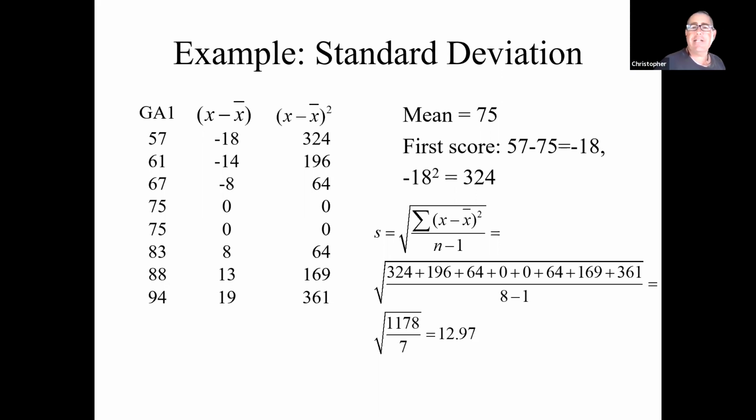So I take 1178 divided by the sample size minus 1. There's 8 scores. Minus 1 is 7. And then I end up taking the square root of what that comes out to. And that gives me 12.97.